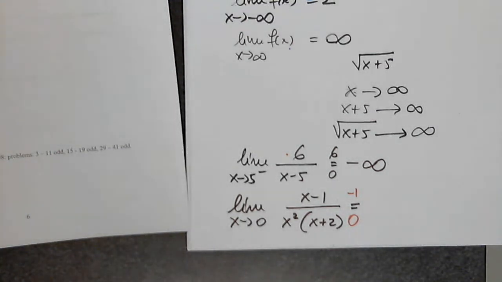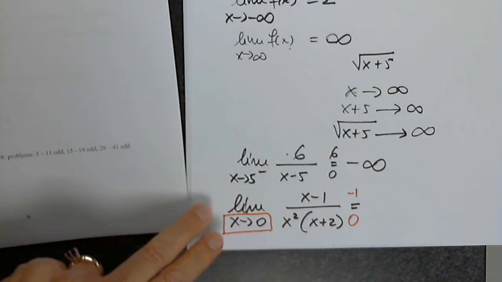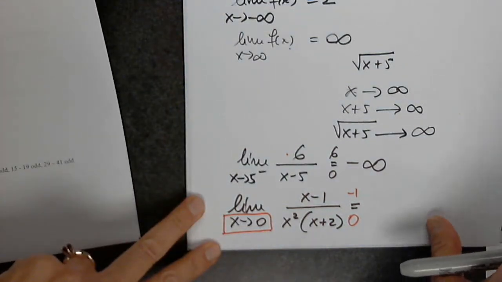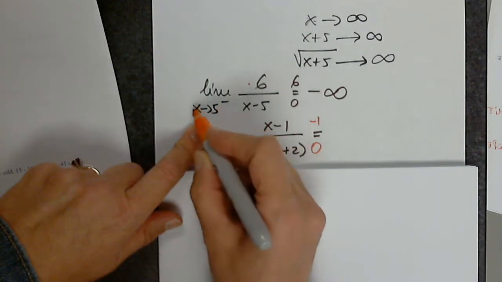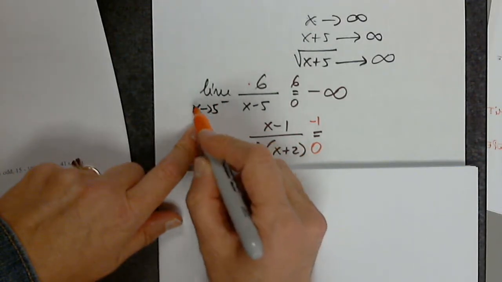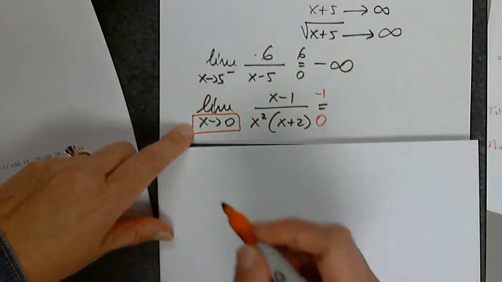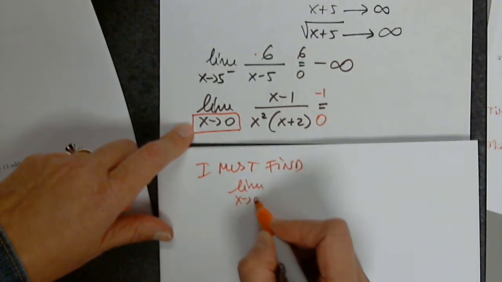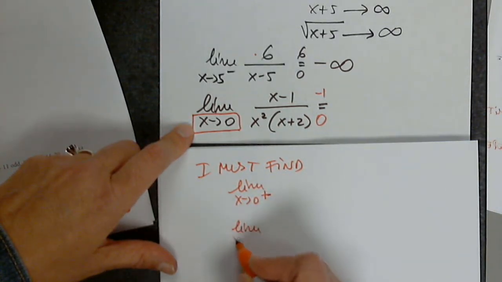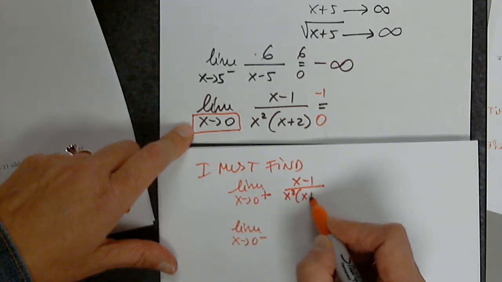Okay. Because the limit is determined from either side, I must determine the 2 limits, the left-hand limit and the right-hand limit. Which I did not have to do here because this was already a left-hand side limit. But here this is an either side situation. So I must find limit as x approaches 0 from the right, as well as limit as x approaches 0 from the left of (x minus 1) over x squared (x plus 2).